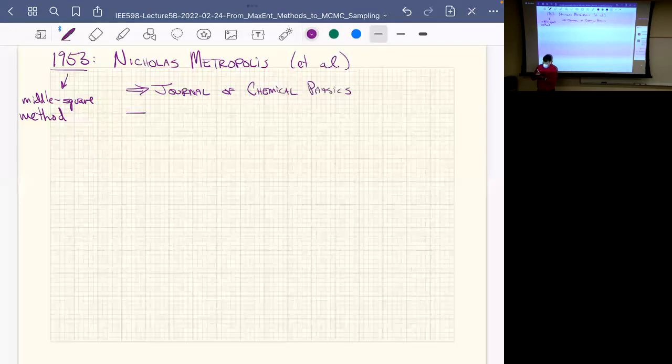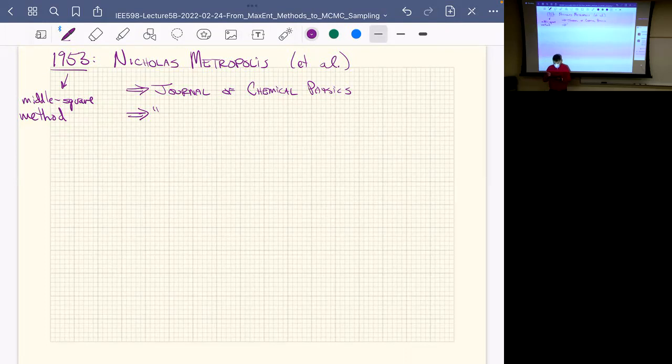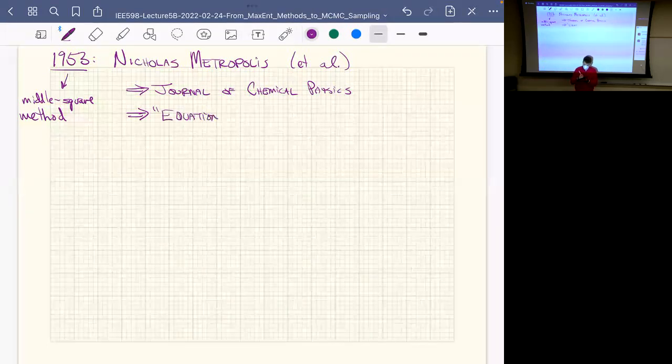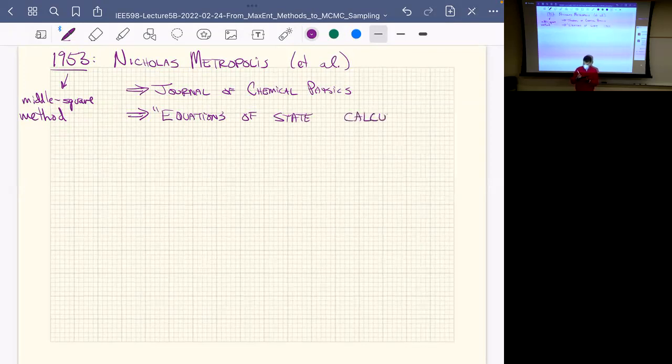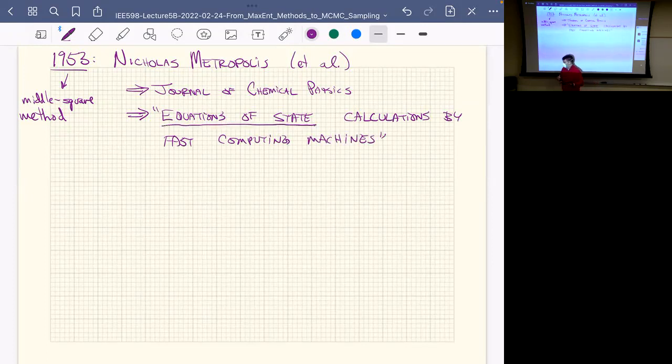And the article was called Equations of State Calculations by Fast Computing Machines. So what was Metropolis trying to do? And I'm going to underline this: equations of state here.